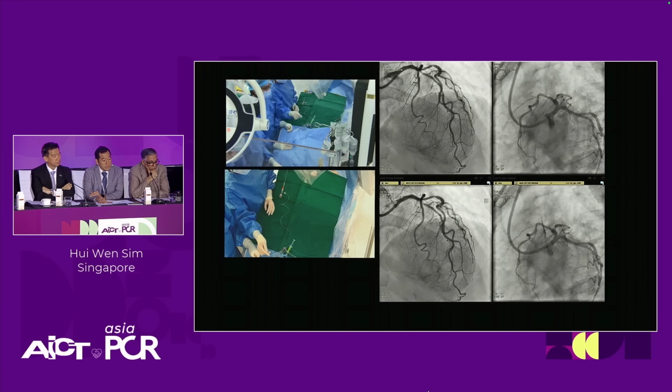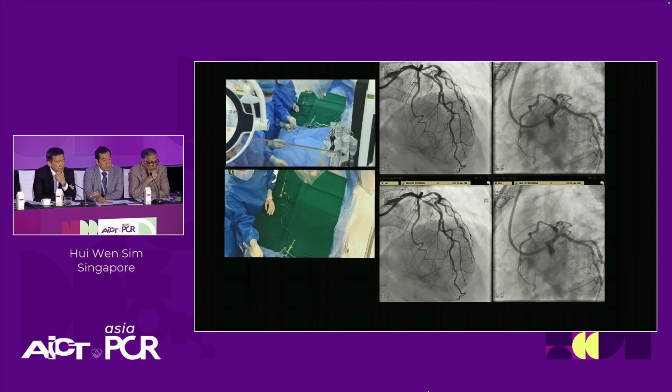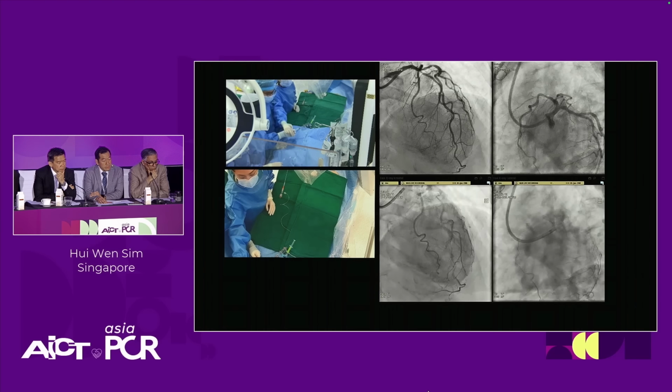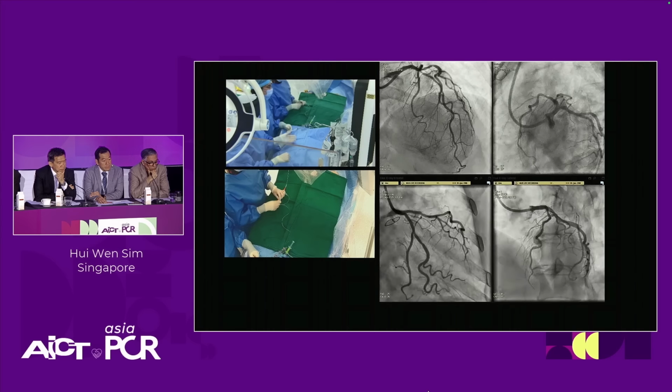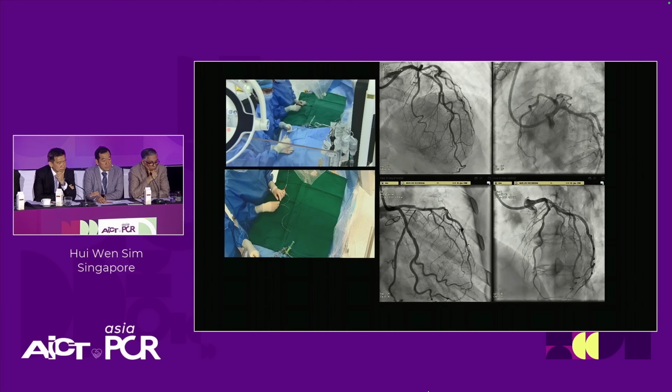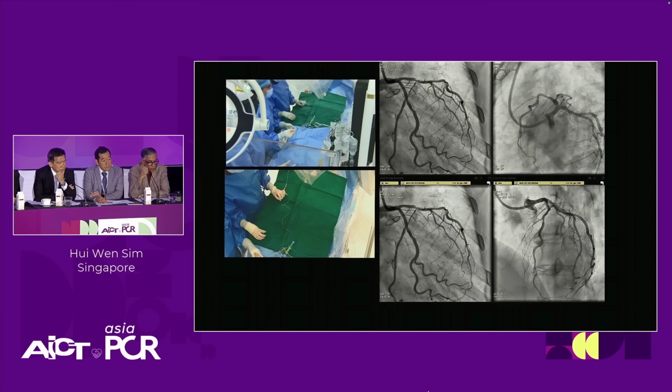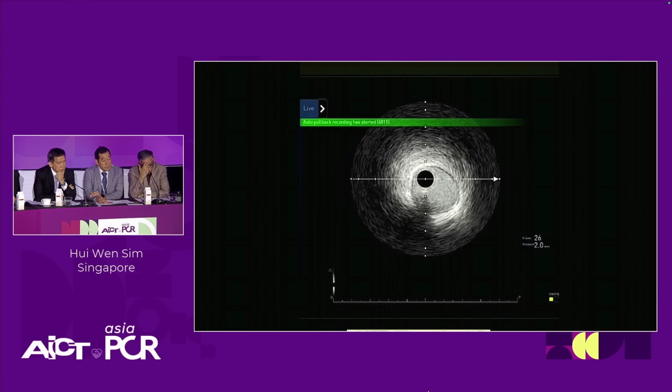Here is the initial invasive coronary angiogram. You can see the images on the right, and before this, you saw the AP cranial image. Now you're seeing the RAO caudal images.